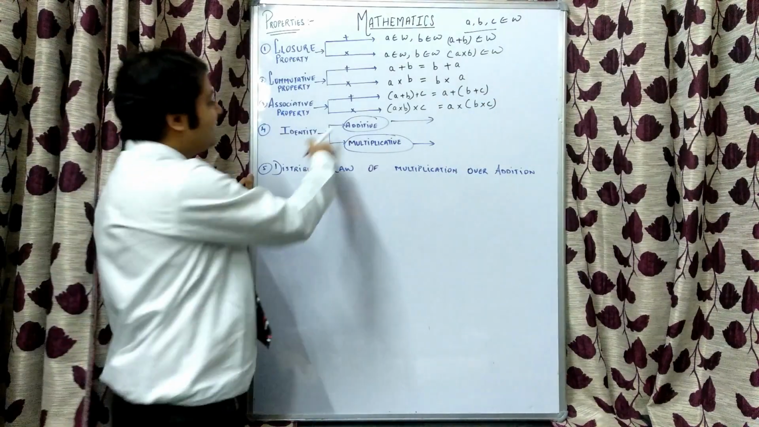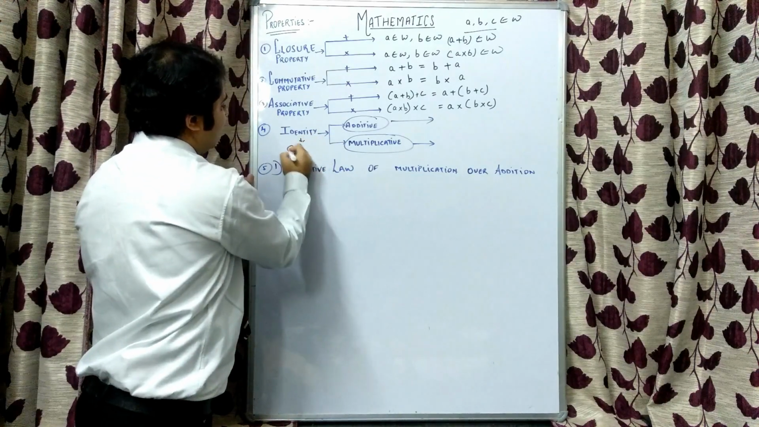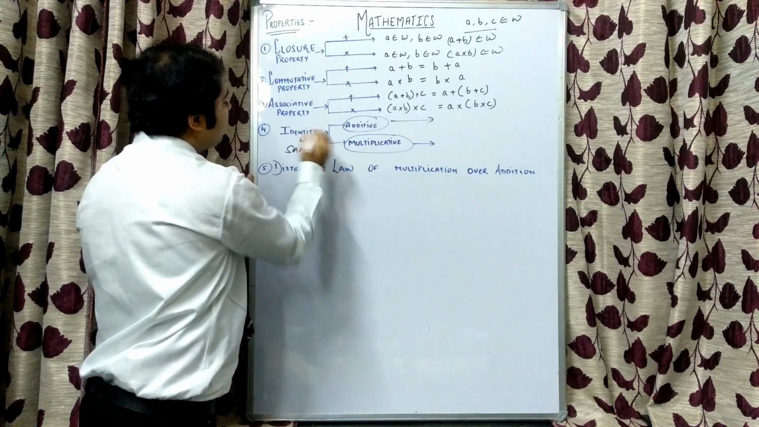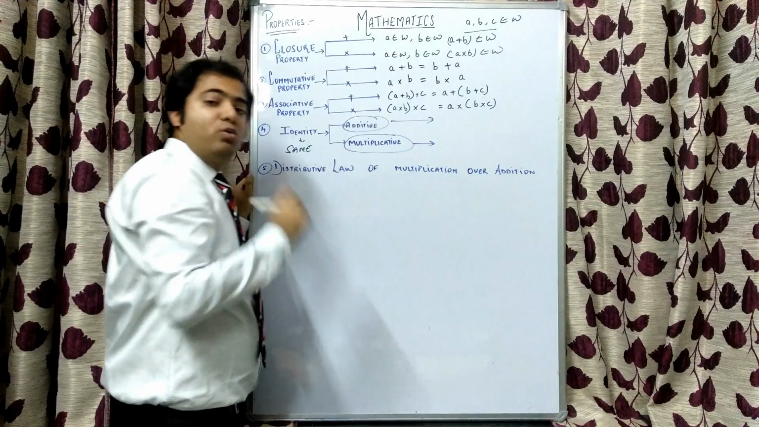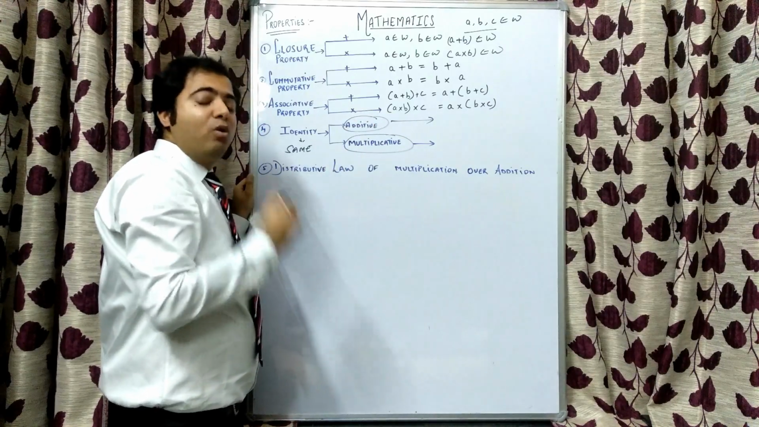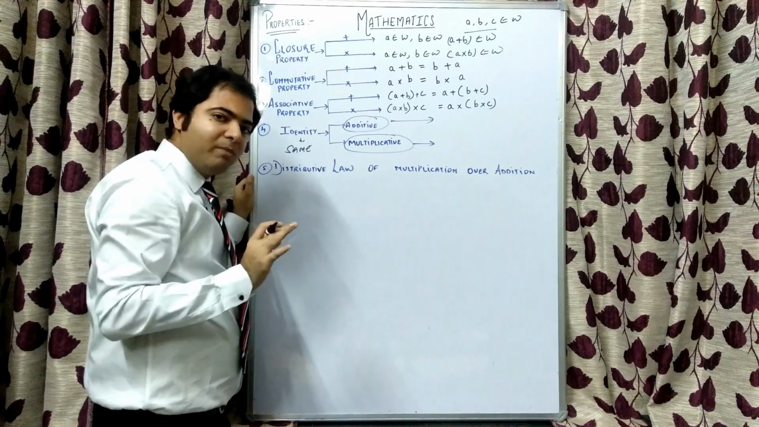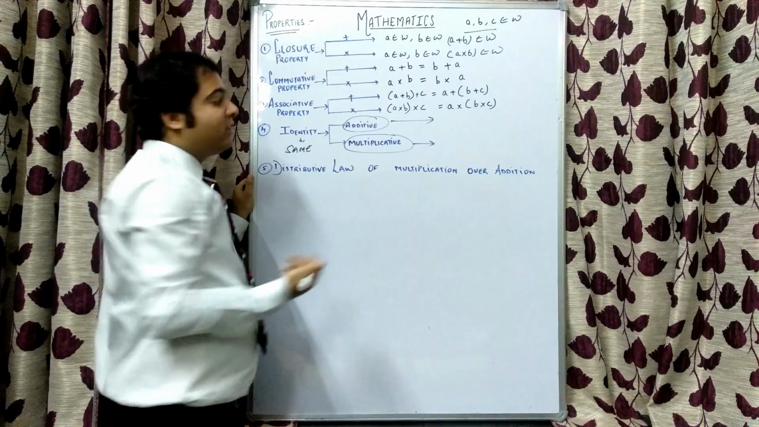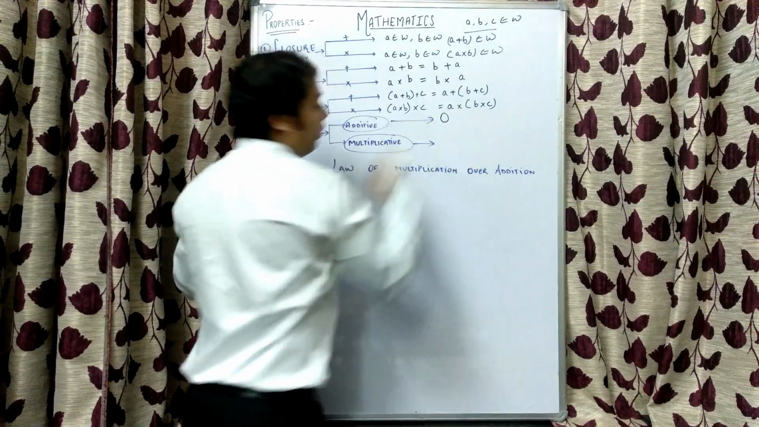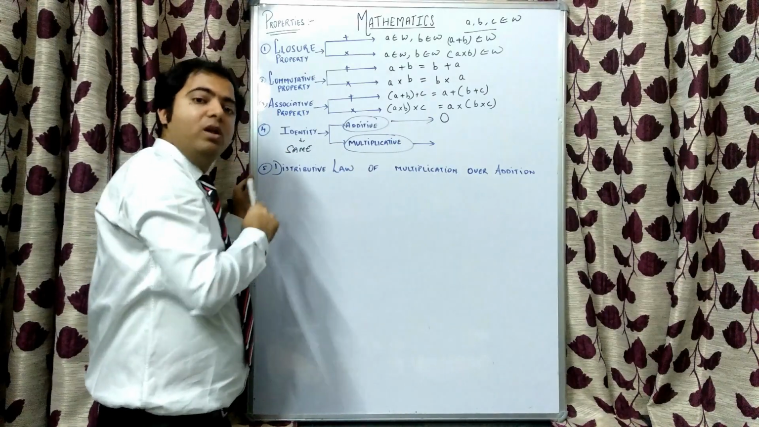Next property, that is additive identity. Identity, children, means same. Additive identity means what I should add to a whole number so that the whole number remains same. For example, 11. 11 is a whole number. What should I add to 11 so that 11 remains 11? The answer will be 0. So 0 is the additive identity of whole numbers.